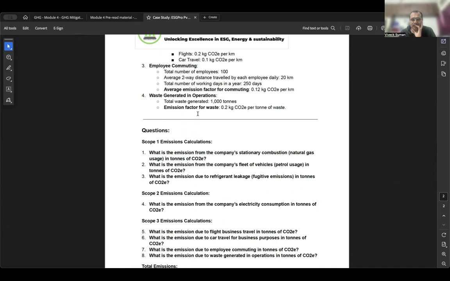The fourth one is waste generated in operations. The total waste generated is about 1,000 tons. Emission factor for waste is 0.2 kg CO2 equivalent per ton of waste.